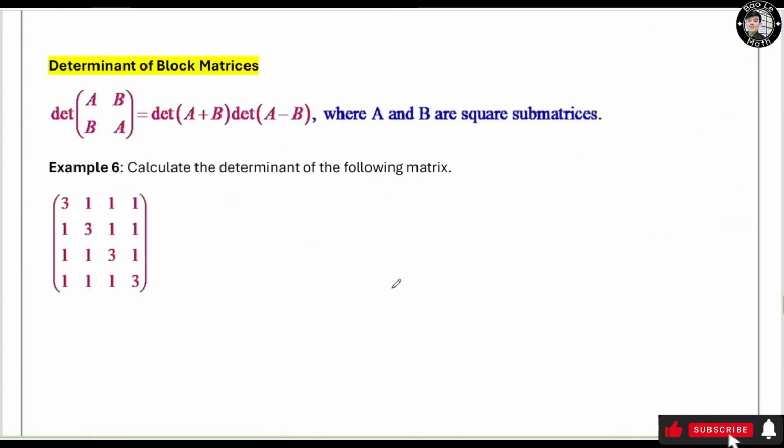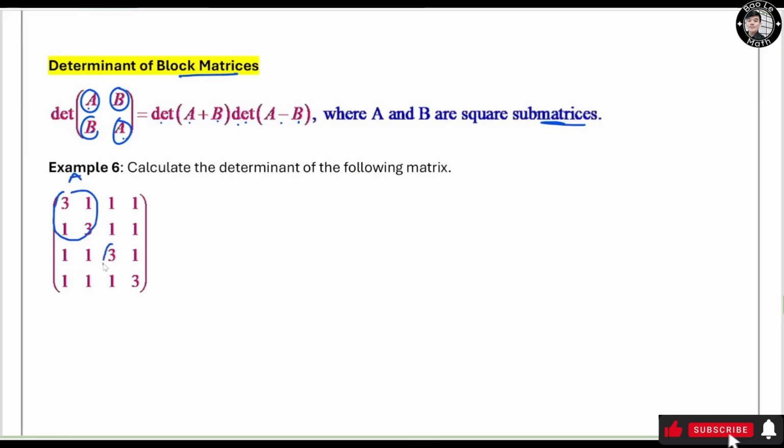Now let's move on to the last one, determinant of block matrices. If you need to find the determinant of the matrix A, B, B, A, where this block and this block are the same, and this one and this one are the same, then it's going to be the determinant of matrix A plus B times the determinant of matrix A minus B, where A and B are square submatrices. Look at example number 6 right here.